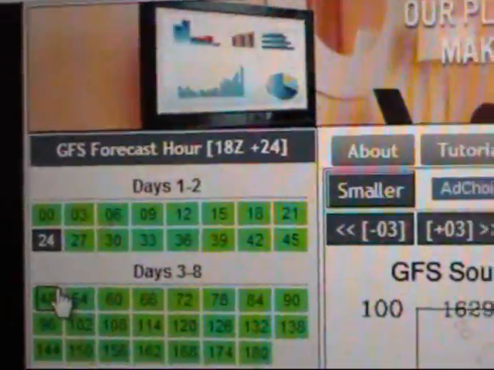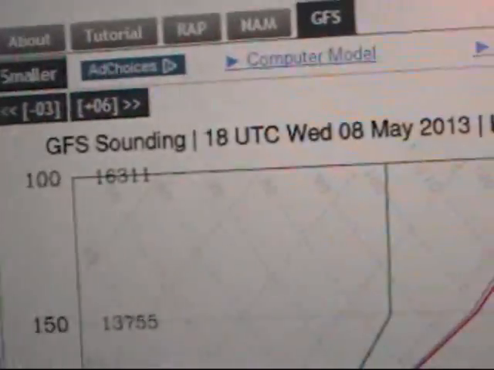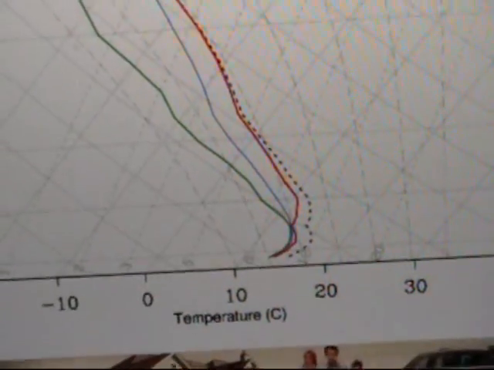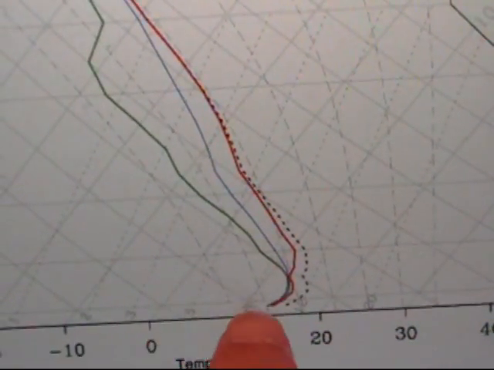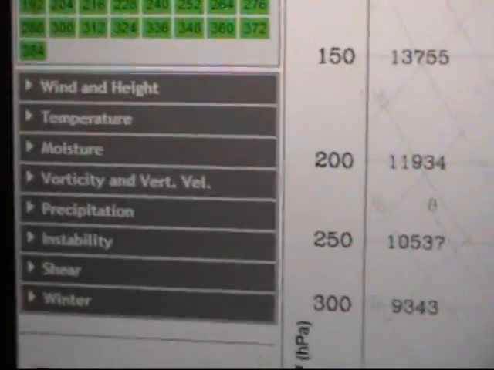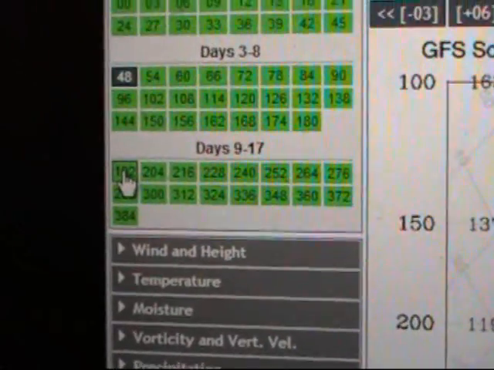Alright, so 24, let's go to 48 hours here. So this is now 2 p.m., 2 days away. And again, it doesn't really look like good soaring conditions because we're not seeing that dry adiabatic lapse rate. Let's find another example.